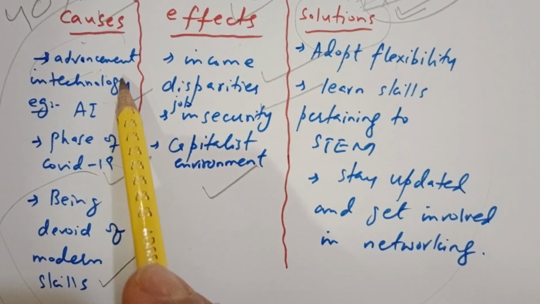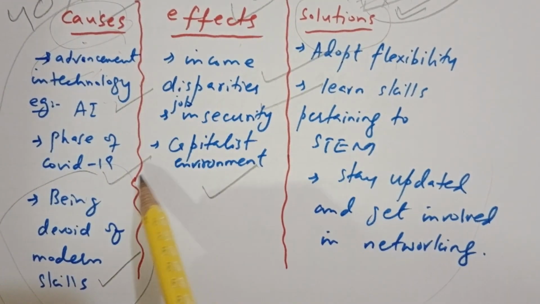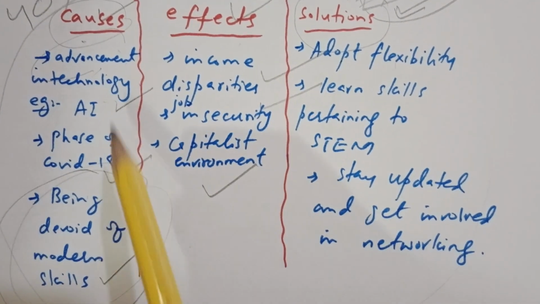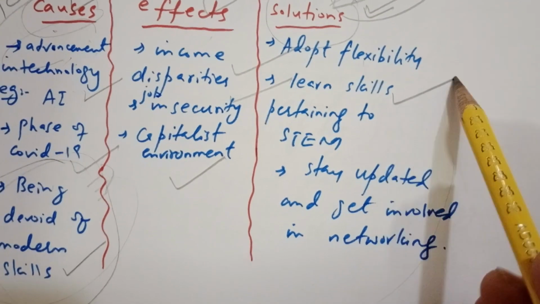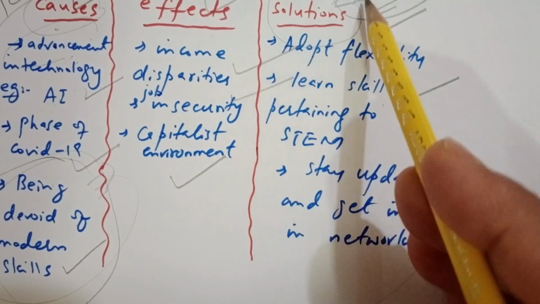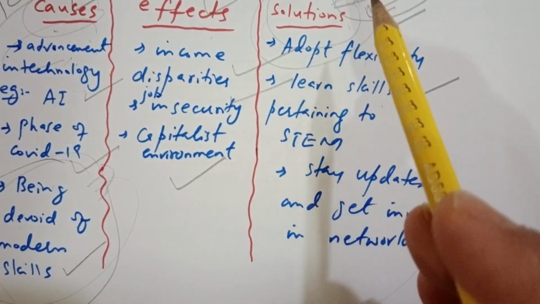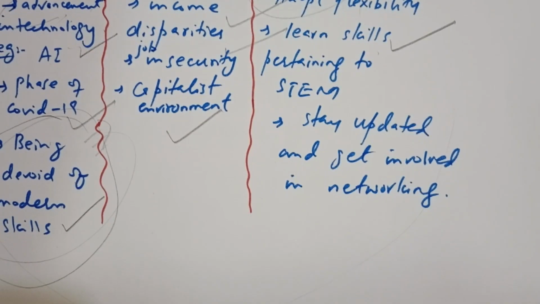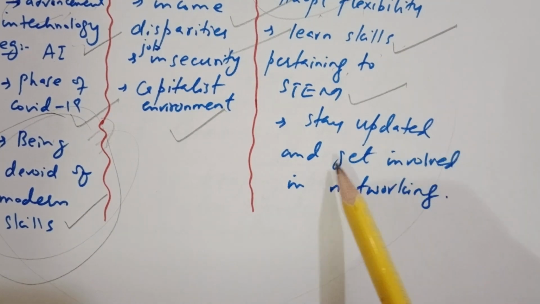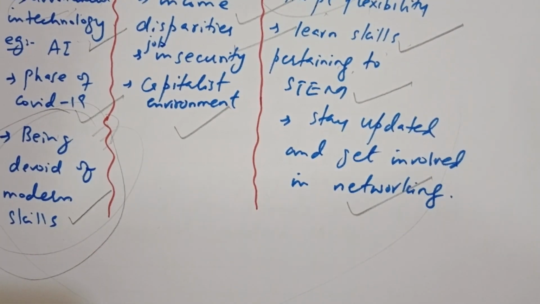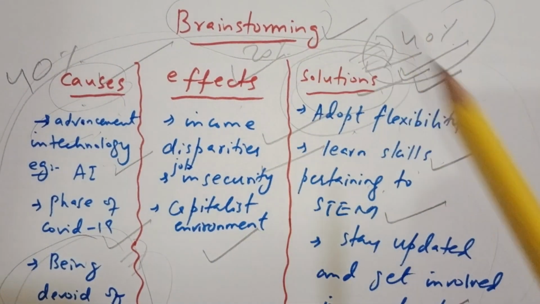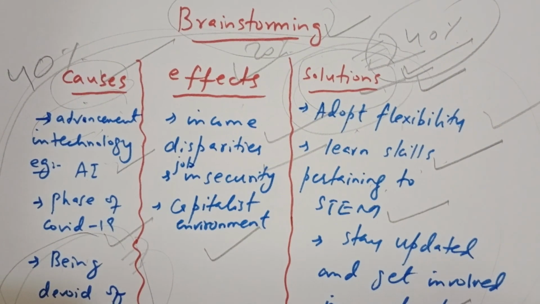Now see, advancement in technology is the cause, and you are not well acquainted with the modern skills, that is the cause. Now what I have written is: learn skills. See the reverse version. Simply this technique you have to adopt, and your solutions will automatically be handled by you. So let's see: adopt flexibility, learn skills pertaining to STEM, stay updated, and get involved in networking. So, this is the rough work. Now, we will shape all these arguments in the format of the essay.